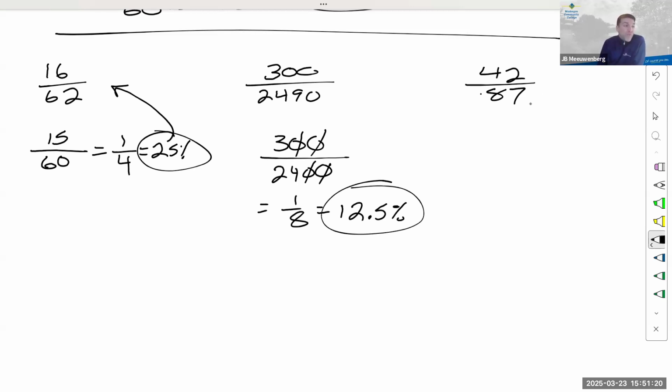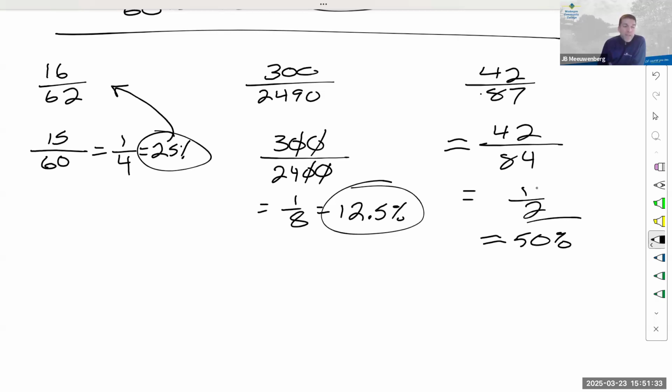Finally, this one, 42 over 87. To me, I say that's pretty close to 42 over 84. And I chose that number because it's a half. And so it's going to be about 50%. How you all see these are going to be different. Everybody's going to see these differently. But again, you need to know that these options exist and keep working, keep challenging yourself to try them, even if they are difficult.